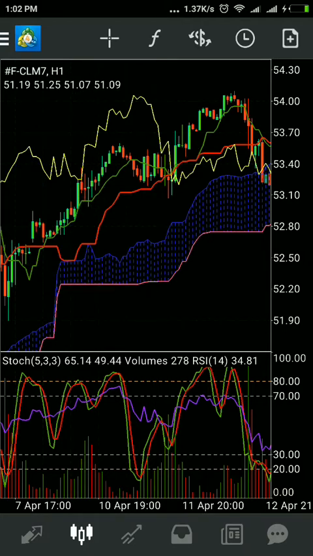Actually we have 5 lines in this, so I hope everyone understood all the lines. In the next video I will let you know how we can use these indicators, these lines, to make buy or sell decisions.